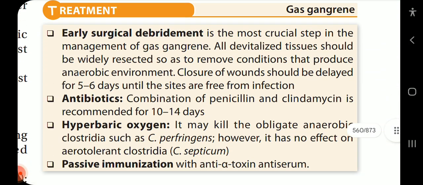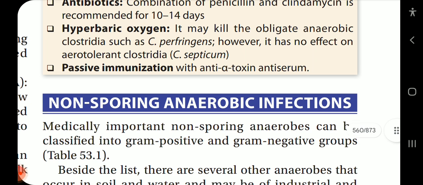Treatment: early surgical debridement is the most crucial step in the management of gas gangrene. All devitalized tissues should be widely resected so as to remove conditions that produce an anaerobic environment. Closure of wounds should be delayed for 5 to 6 days until the sites are free from infection. Antibiotics: a combination of penicillin and clindamycin is recommended for 10 to 14 days.